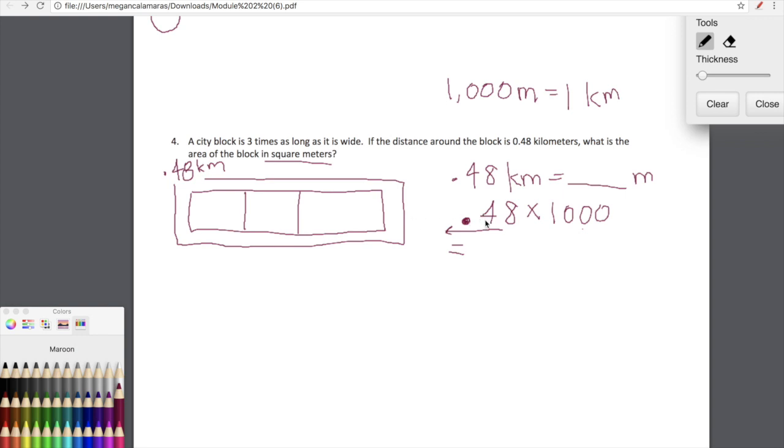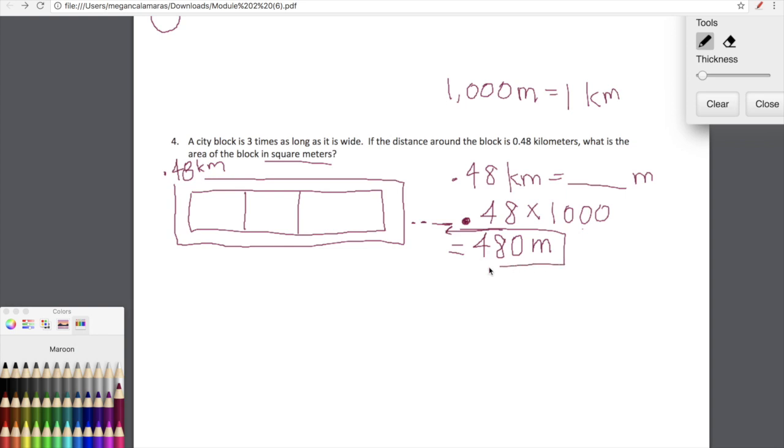So 4/10 is not going to be a 4/10 anymore. It is going to move 1, 2, 3 spots to the left, which is going to make it 100. And then 8/100 is going to move 1, 2, 3 spots to the left. It's going to go into tens. And then we'll end up with no ones. So 0.48 kilometers is equal to 480 meters. Okay, so that's just the conversion.